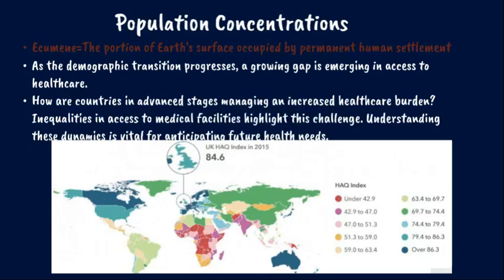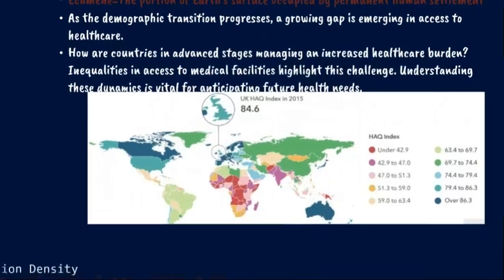As demographic transition progresses, a growing gap is emerging in access to healthcare. How are countries in advanced stages managing an increased healthcare burden? Inequalities in access to medical facilities highlight this challenge. Understanding these dynamics is vital for anticipating future health needs.